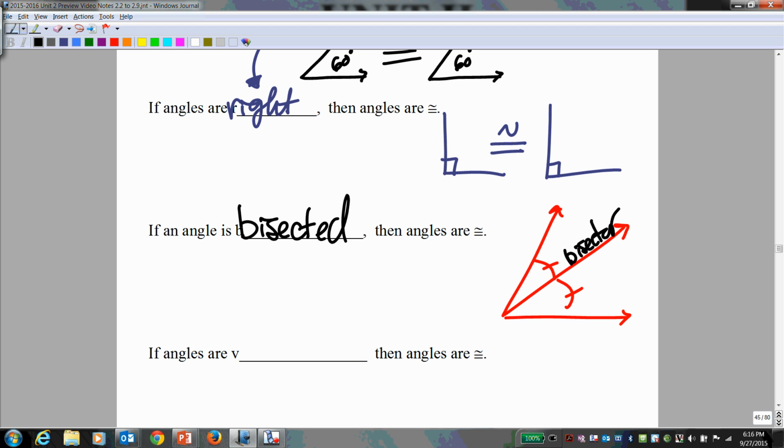If an angle's been bisected, of course, you have congruent angles. That's the definition of bisector. A bisector goes right down the middle, therefore making congruent angles.